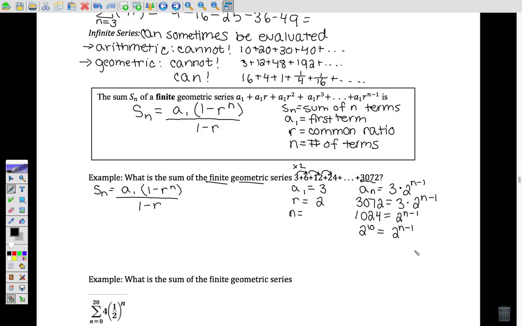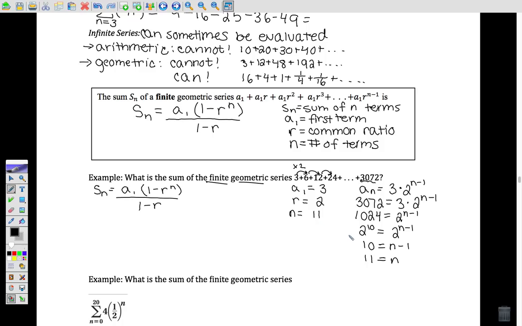So if 2 to the 10th equals 2 to the n minus 1, that means 10 equals n minus 1. So n is 11. So we had to use that explicit formula to find out there are 11 terms in this series. The other way to do it would have just been to keep multiplying by 2 until we got to 3072, but then we would have had to write out all 11 terms. So now we know n is 11.